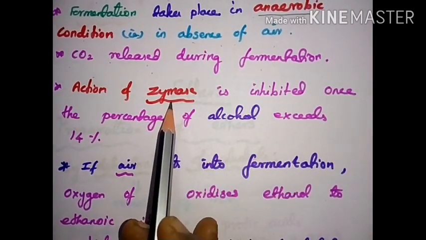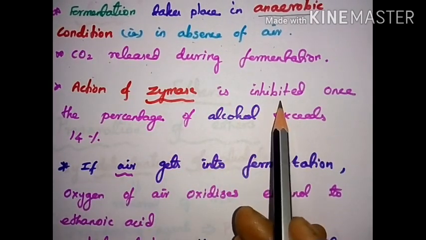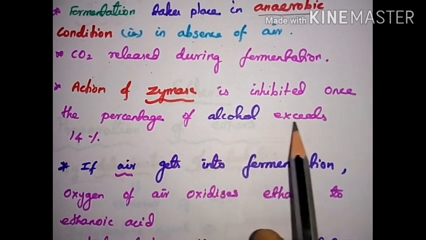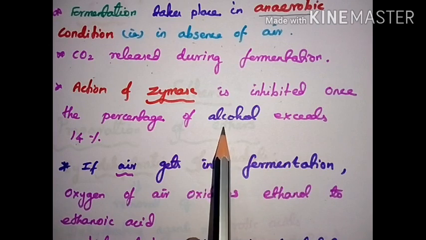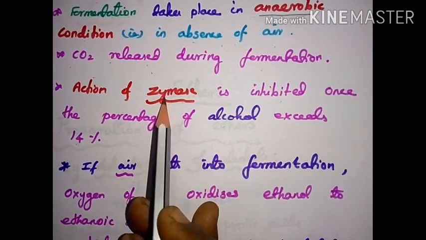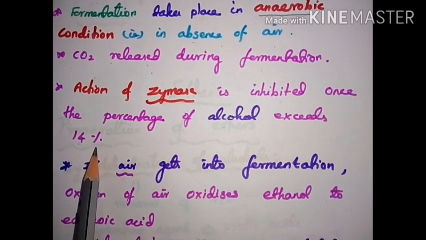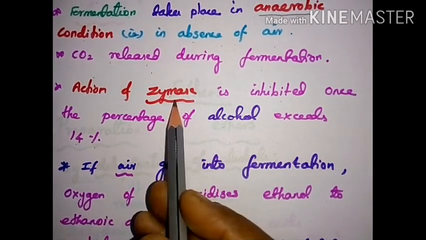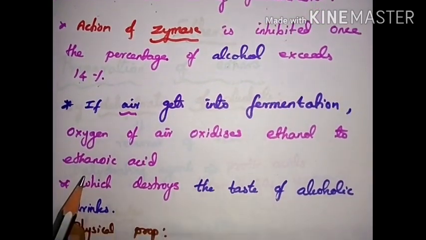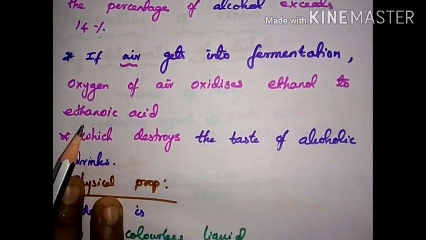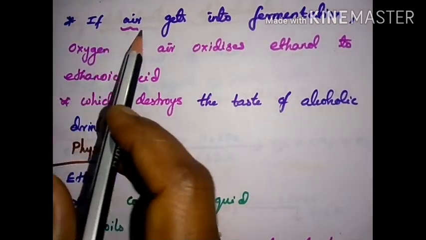What is the action of the enzyme? Its action is inhibited once the percentage of alcohol exceeds 14%. Once the alcohol is formed, the zymase activity decreases. When the alcohol reaches 14%, the action of the zymase decreases. The fermentation takes place in which condition? Anaerobic condition, that means in the absence of air.